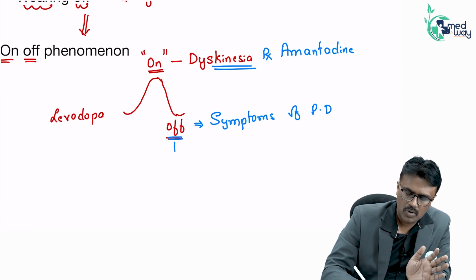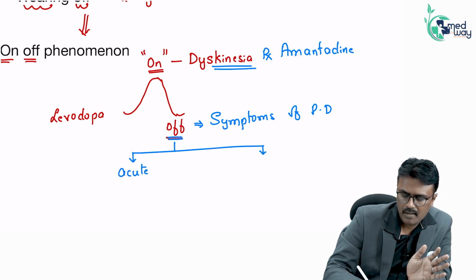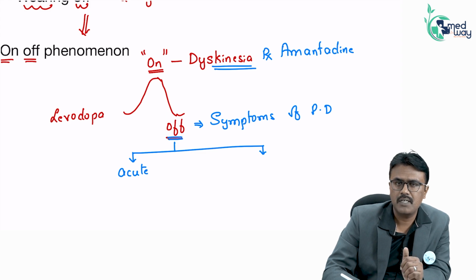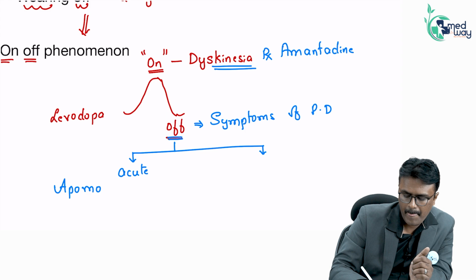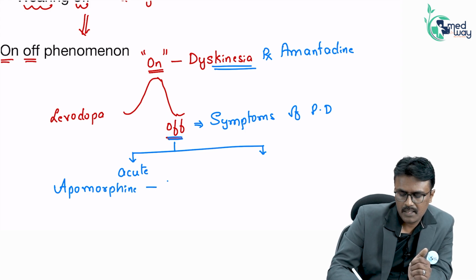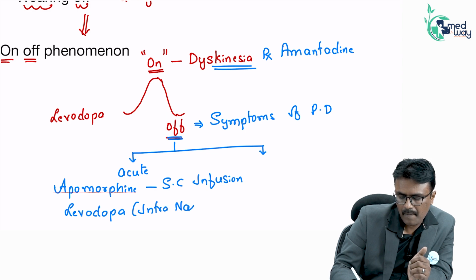Now there are two questions to be answered here. If the patient develops an off episode acutely, suddenly, then what is the treatment? The treatment is a drug called apomorphine. Apomorphine stimulates dopamine receptors and it is given as a subcutaneous infusion. Second, in the Western population we have levodopa, which is given intranasally.